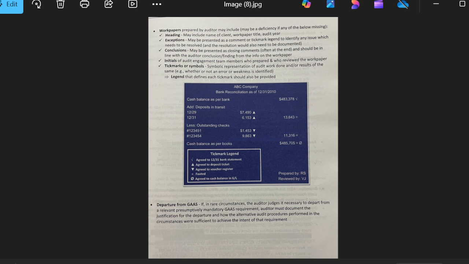Also, if there is a departure from the GAAS, so in certain circumstances, the auditor judges it necessary to depart from the relevant presumptively mandatory GAAS requirements. The auditor must document the justification for the departure and how the alternative audit procedures performed were sufficient in the circumstances to achieve the intent of that requirement. So these should also be documented properly.